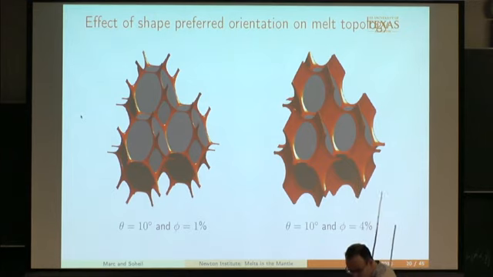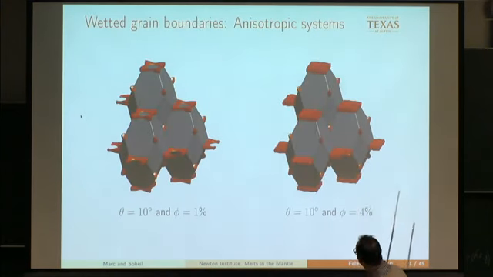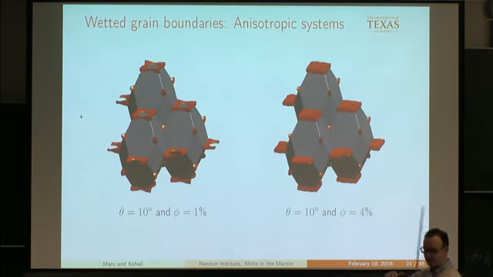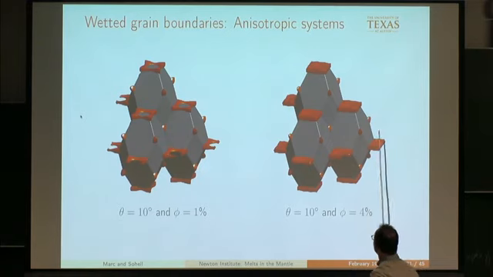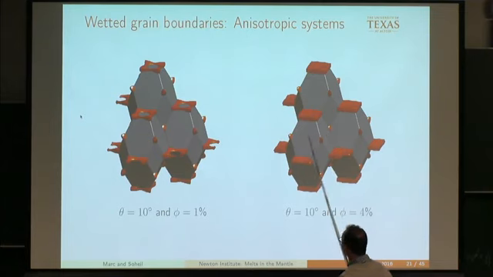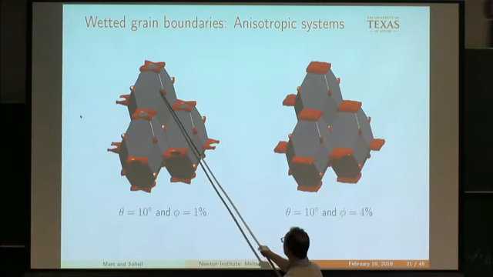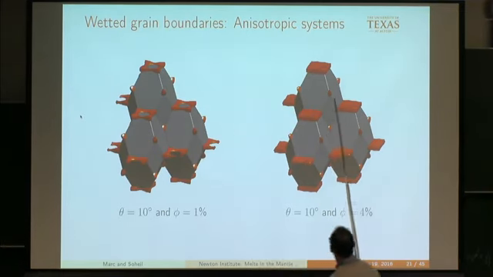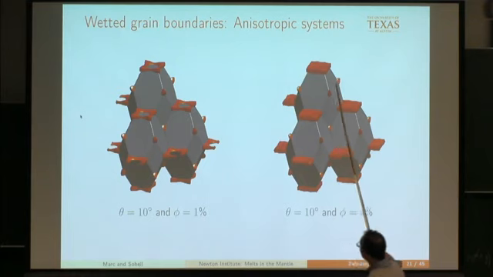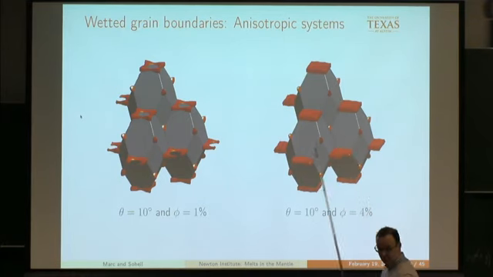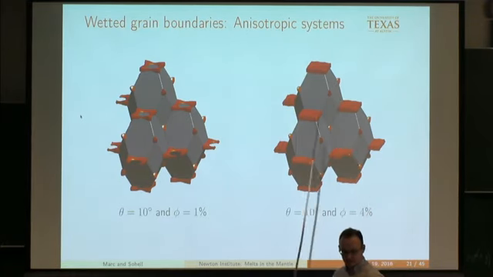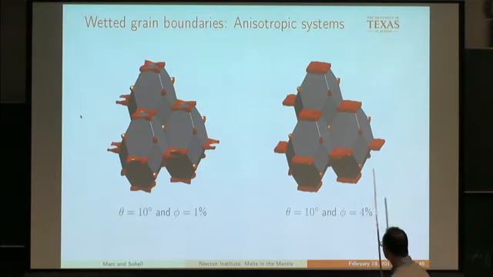So if you now increase the dihedral angle to above 60, then you see the opposite: the faces that are perpendicular to the direction of stretching get wetted. And you can see that here they're just connecting, and here they've accumulated, and it's going to be very hard to connect these, right? So you will need very large porosities if you wanted to actually percolate in this particular system.